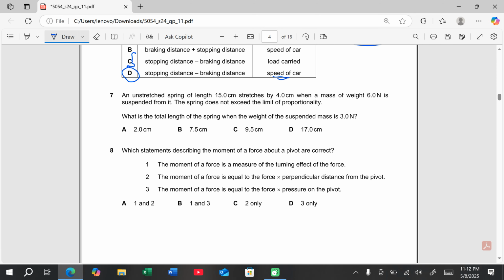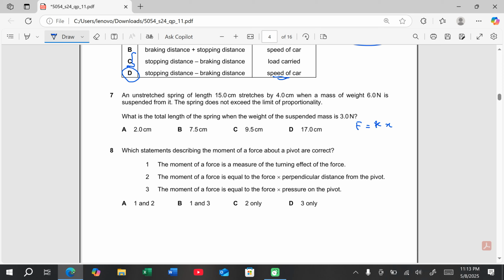An unstretched spring of length 15 centimeters is stretched by 4 centimeters when a mass of weight 6 Newton is suspended on it. The spring does not exceed the limit of proportionality. What is the total length of the spring when the weight of the suspended mass is 3 Newton? First of all, you will use F equals kx to find the spring constant.